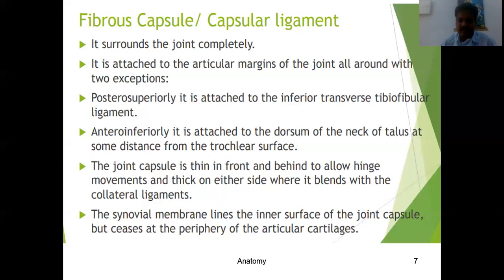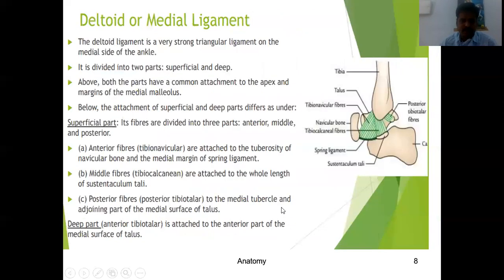The synovial membrane lines the inner surface of the joint capsule, but it ceases at the periphery of the articular cartilage. So that's about the synovial membrane lining the inner surface of the capsule. That's about the fibrous capsule, the first ligament.